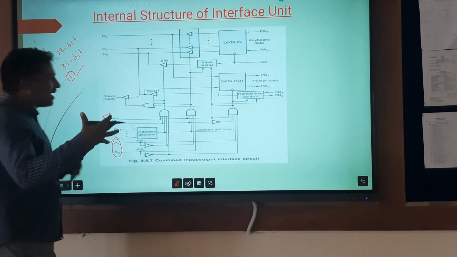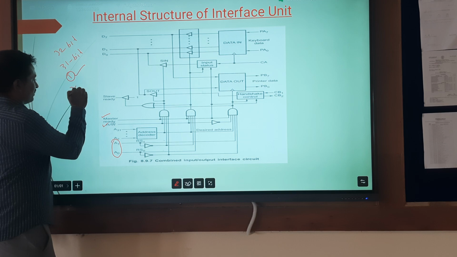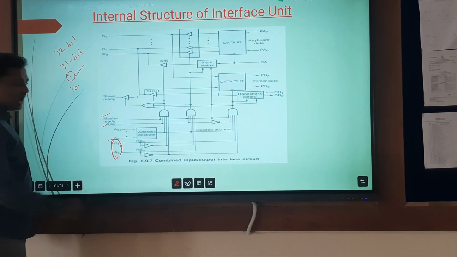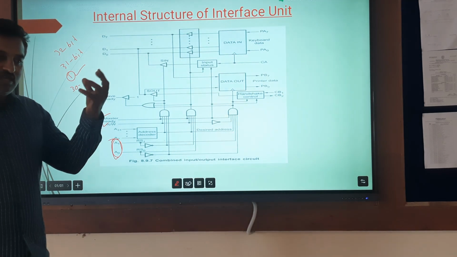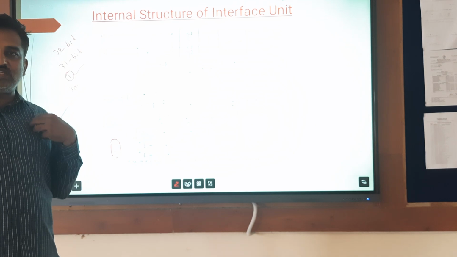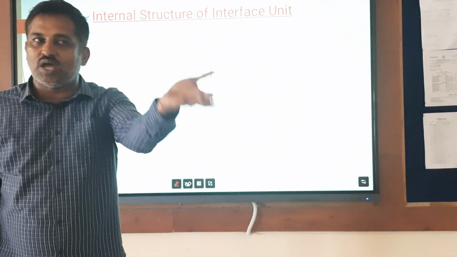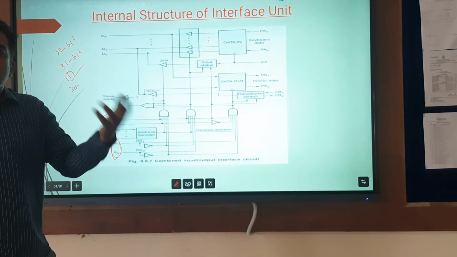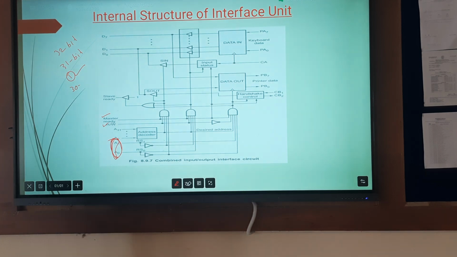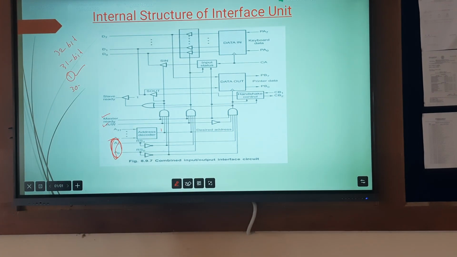Whereas in the case of the combined internal interface circuit, we are using 30 bits for assigning the address, and these 2 bits are used to identify whether it is an input operation or an output operation. That means it may receive data from the peripheral device into the processor, or it may transfer data from the processor to the output device. That can be identified with the help of these 2 bits, A0 and A1. Always the address decoder output is equal to 1.